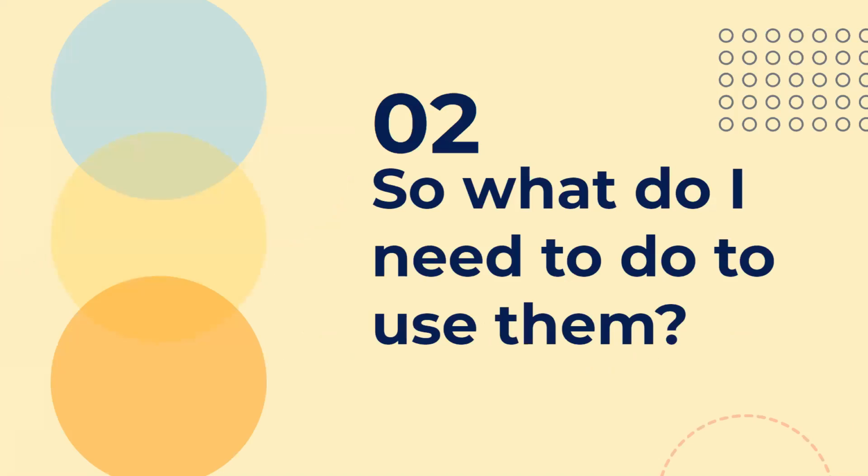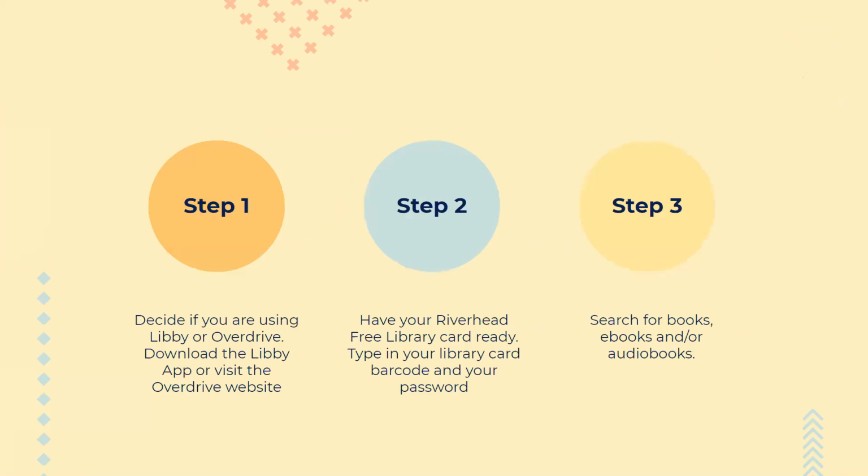So first we're going to go over what we may need to do in order to use them. So here are our 3 steps. Step 1 is deciding if we want to use Libby or Overdrive. So say, are you on your tablet or your computer, your phone? Where are you reading or listening to this book? That may help decide if you're going to be using Libby or Overdrive. I know a lot of people are more comfortable using Libby. It's a little bit easier to use and a little bit more self-explanatory and intuitive.